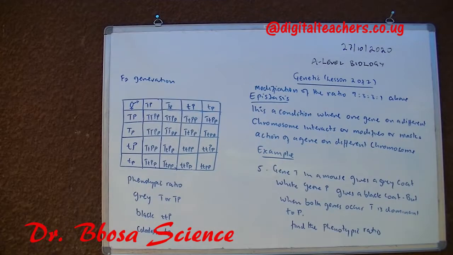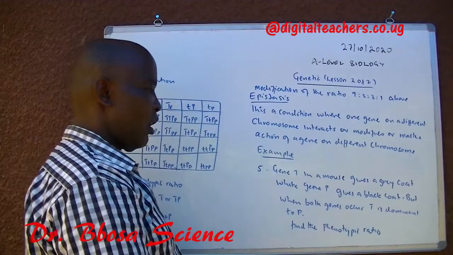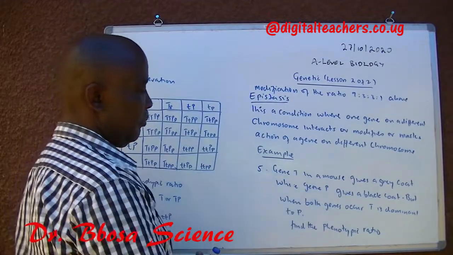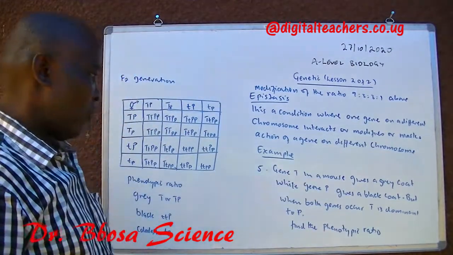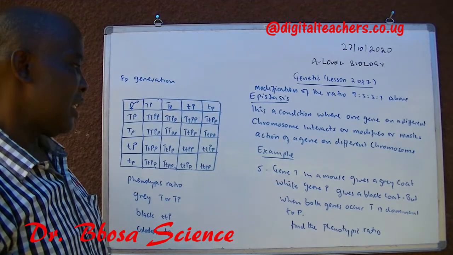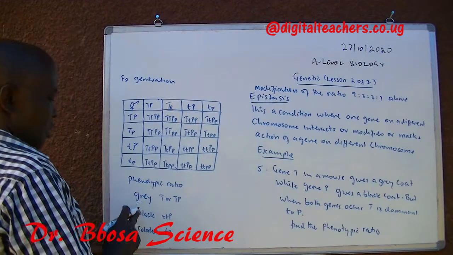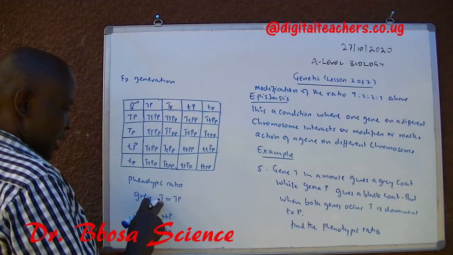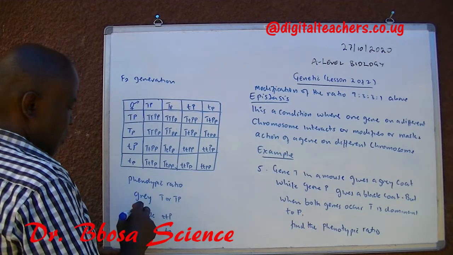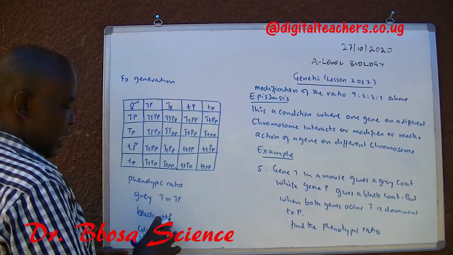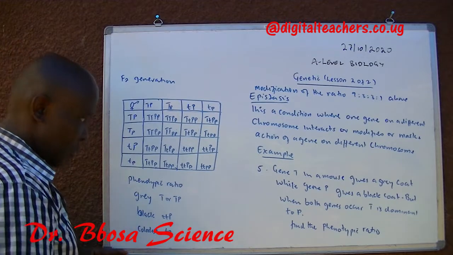5. Gene T in a mouse gives a gray coat, while gene P gives a black coat. But when both genes occur, T is dominant over P. Find the phenotypic ratio. To have a gray coat, you have capital T, or capital T and capital P. To have a black coat, you must have capital P, small t. Colorless is small t, small p.